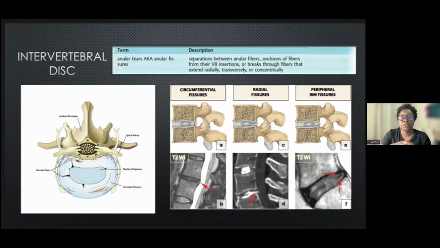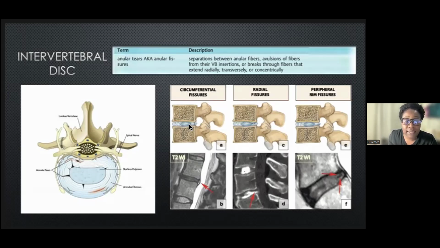Now, the fissures in the AF can be circumferential, peripheral rim, or radial, which I have on the screen. They usually occur during excessive loading on the spine, and the acute version of the fissures may present with pain. So if you look on your right-hand side, where the arrows I highlighted, the circumferential fissures, the radial fissures, and the peripheral rim fissures. Pictures A and B show the circumferential fissures, a drawing and an axial T2 weighted scan at L4, L5. And at the arrow, it's showing the fissure itself.